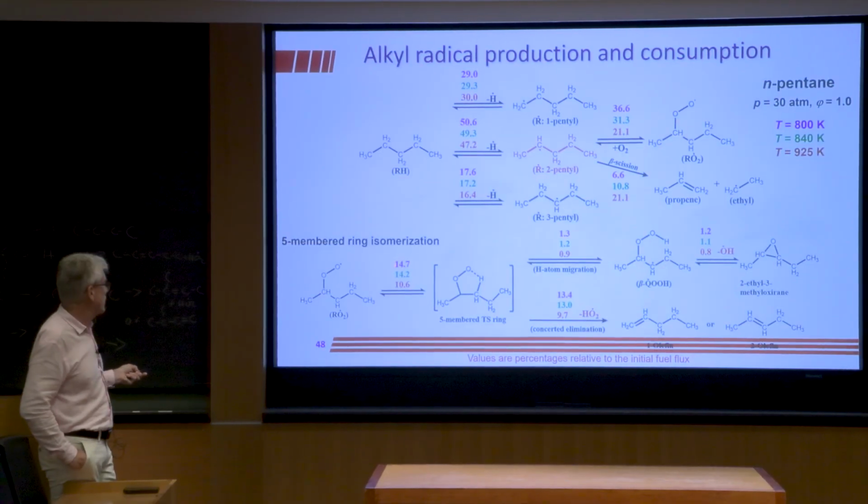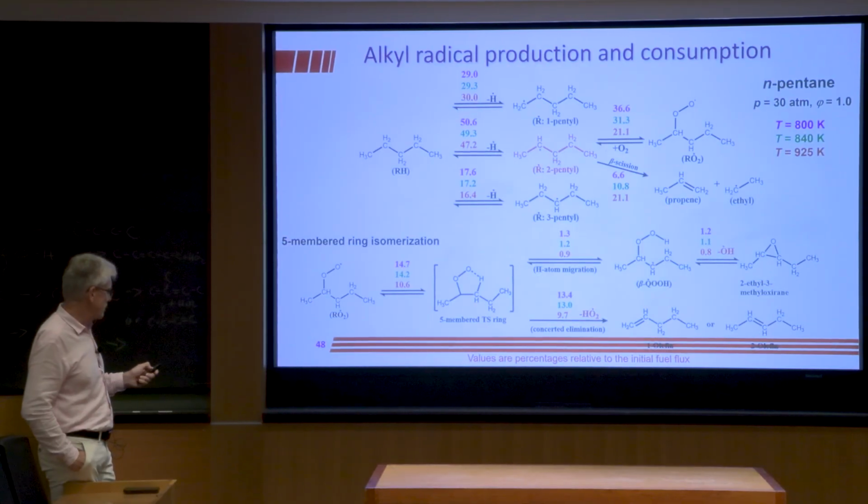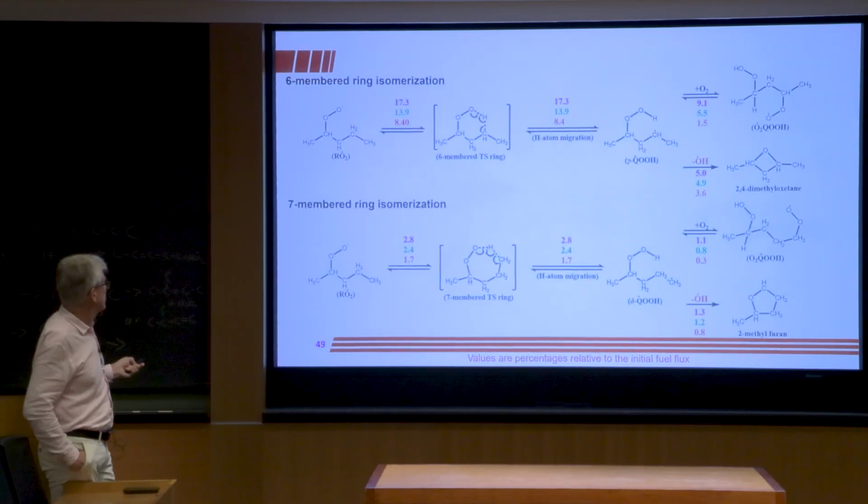That's correct. Okay? And then the RO2 goes on through a 5-member transition state ring to mostly give you 1 and 2 pentene plus HO2. Some of it, a small amount of it, gives you the cyclic ether plus OH. Okay? So that's for the 2-pentyl radical.